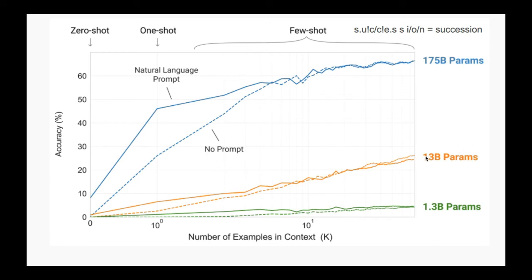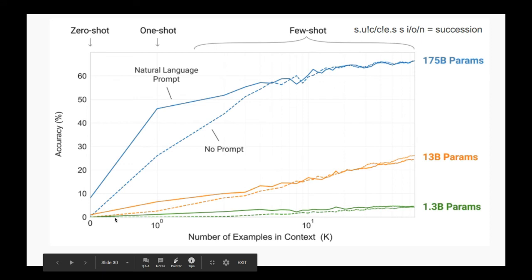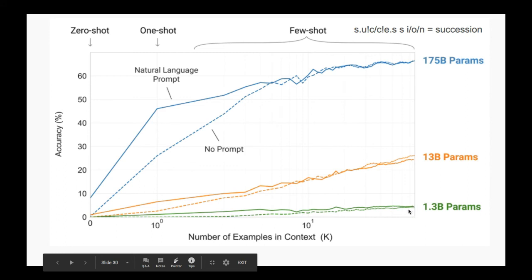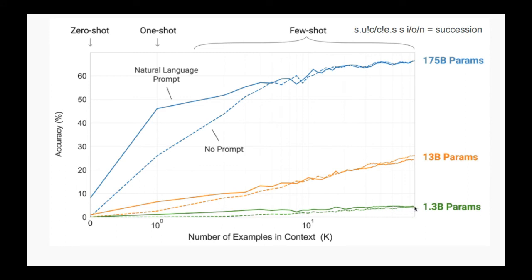And for the smaller models, 13 billion and 1.3 billion, which are a similar size to the BERT large model, their performance actually did not improve too much. Even if you give the model 32 examples, the performance is still very low. That tells us that when you increase the number of parameters of the language model, its language capability increases drastically, especially over a certain threshold, like with GPT-3.